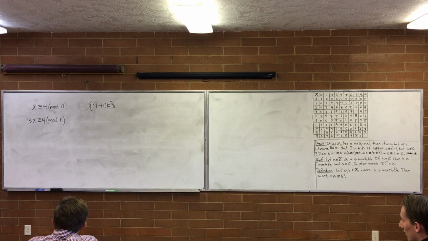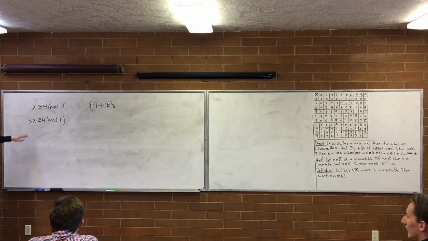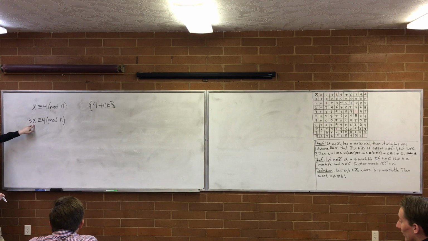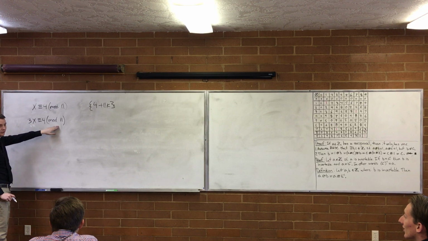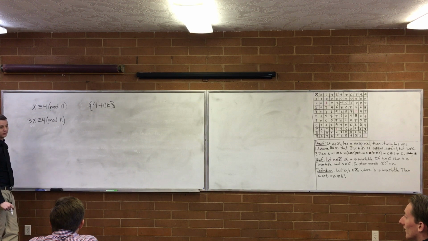Well, it'd be any of those numbers divided by 3, wouldn't it? What numbers, when multiplied by 3 and divided by 11, give you a remainder of 4? 5. 15. You see what he did? 5 times 3 is 15, and mod 11, divided by 11 has a remainder of 4. So 5 is a solution.